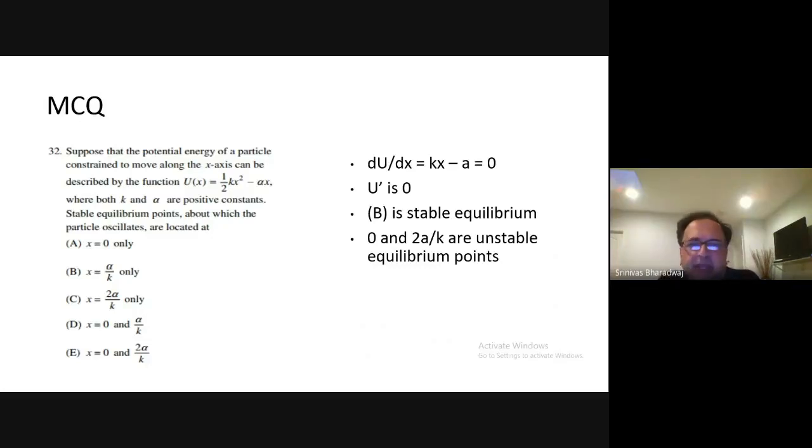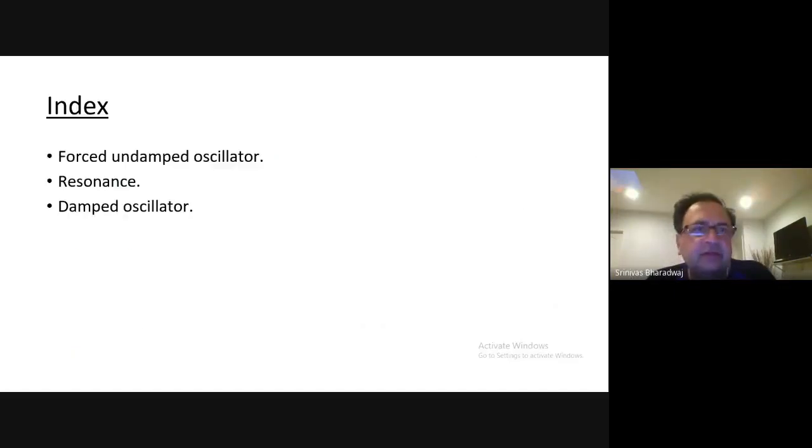Now, at zero, the total potential energy is zero. The other one, 2a by k, the potential energy is again zero. Okay, so points where the potential energy goes to zero reflect points which have maximum kinetic energy. You see, when you talk of potential energy in oscillating particles, essentially the total energy is conserved, right? So that's the point there.